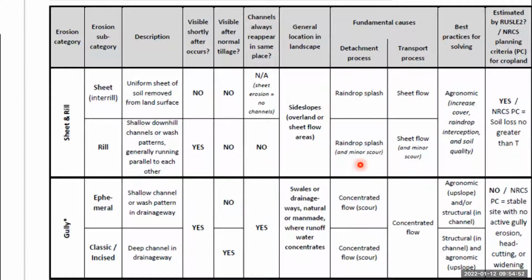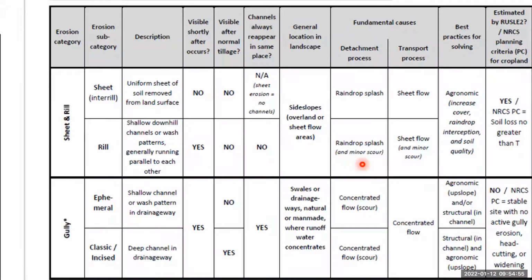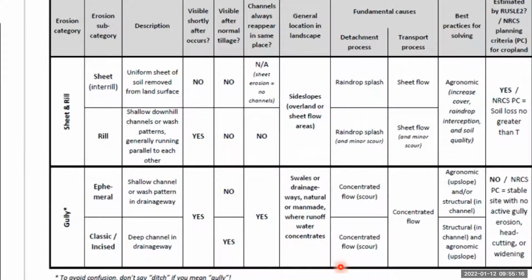But I will show you, hopefully in a moment, a video where if you don't have raindrop splash, you're not going to have much sheet and rill erosion. Now, as the landscape comes together, different hillsides come together, and we have drainage ways where water starts to concentrate. We have concentrated flow, and the key difference between sheet and rill erosion and gully erosion is that the water in these drainage ways or swales in the landscape has enough energy to detach particles, and it starts cutting. Okay, so we're going to have a fundamentally different strategy.